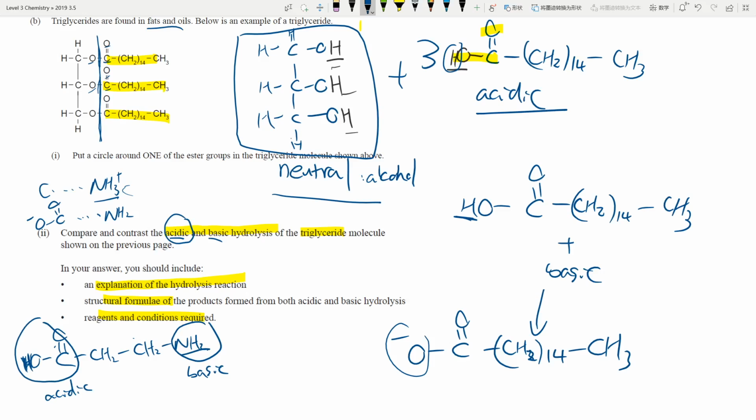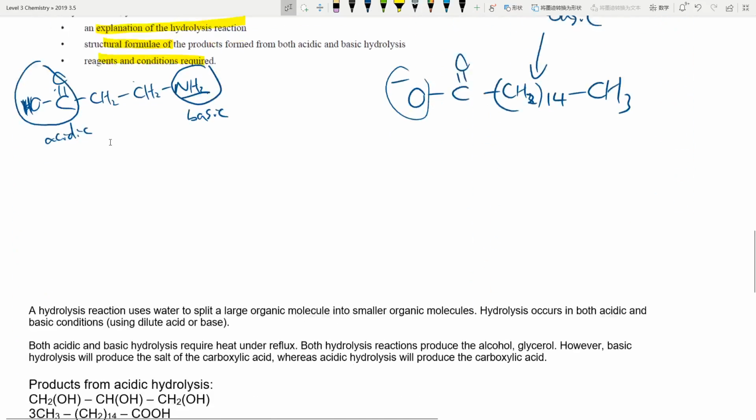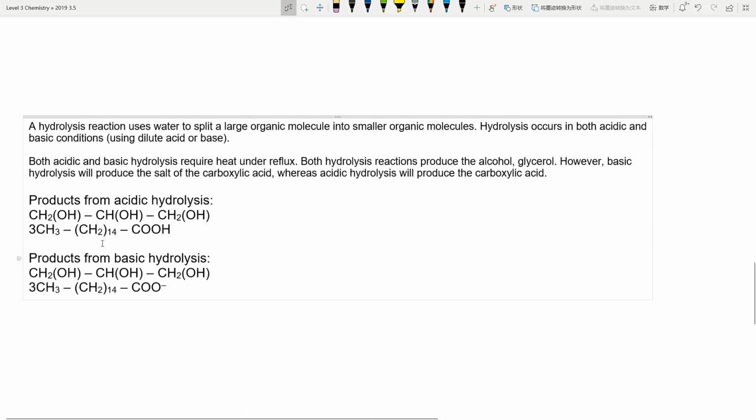Okay, this is a very, very standard question. I mentioned before, organic can be very unpredictable. This is the most predictable question. So good luck with this one if you have it this year. So here's the NCEA mark schedule that we got. The products, like always, you can see the alcohol doesn't change. They draw it like this, so you can just do what I did. But the difference between the acidic and basic hydrolysis is the H and that minus, because of the neutralization reaction.